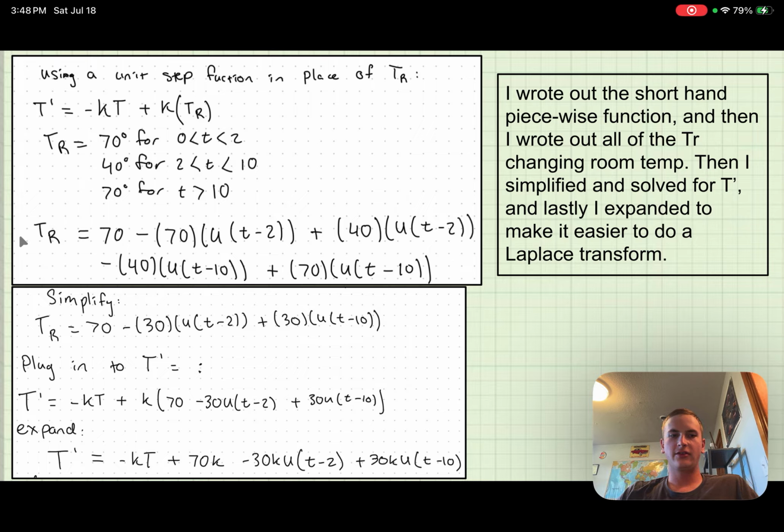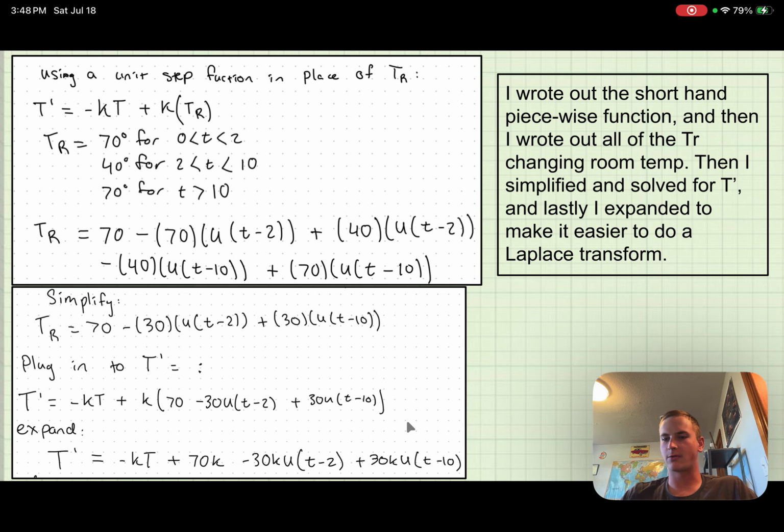Okay, so this is the room temperature, right? And you can actually simplify this because some of these are the same. So u times t minus 2, all right, I added those all together, plugged it into the original equation here for T_r, and I expanded it. I expanded my k, so I get 4 different terms here.